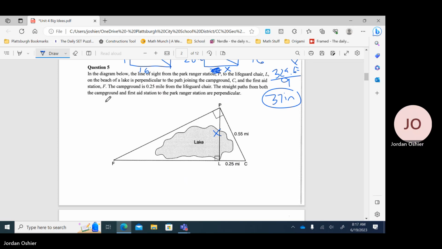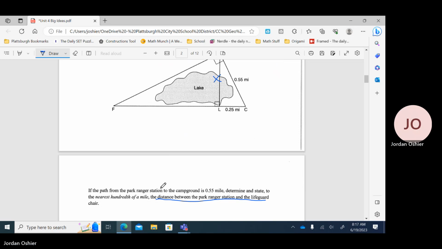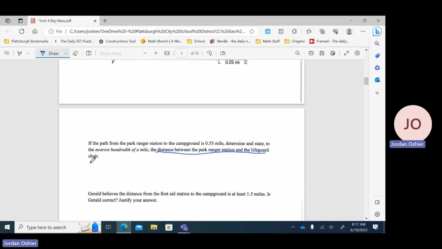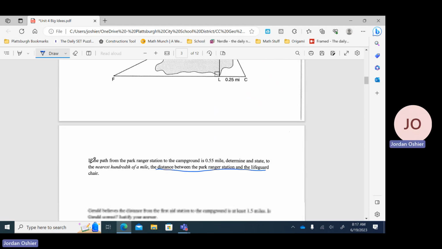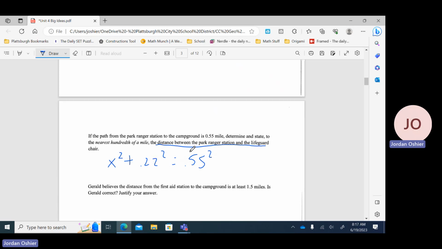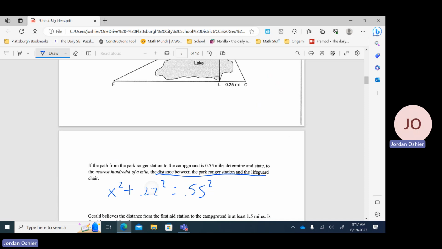Campground. What's F? The first aid station. So this is just Pythagorean theorem for this first part. So this would just be x squared plus 0.22 squared equals 0.55 squared, because they're just looking for that distance between the two. Oh, that should be a 0.25, not a 0.22.